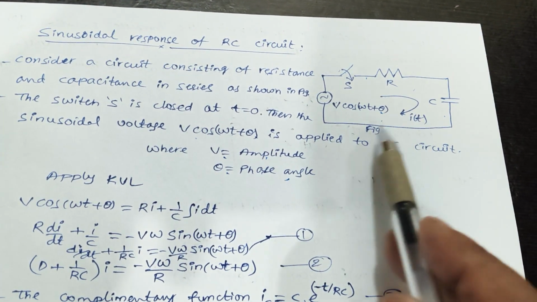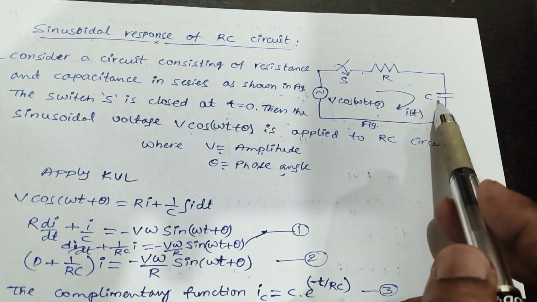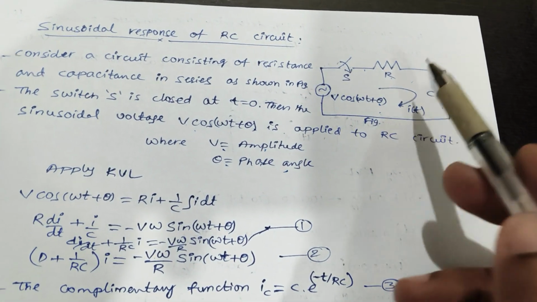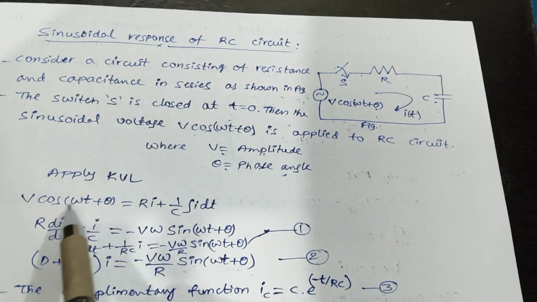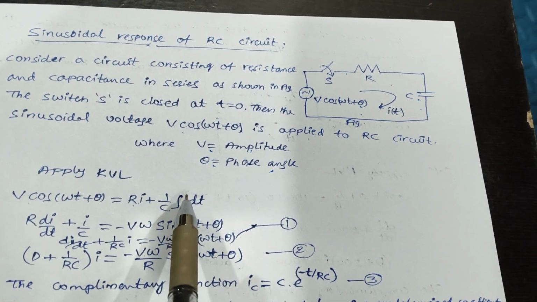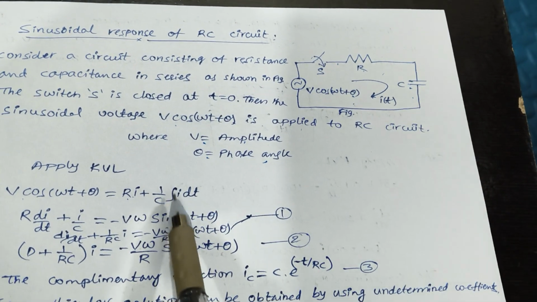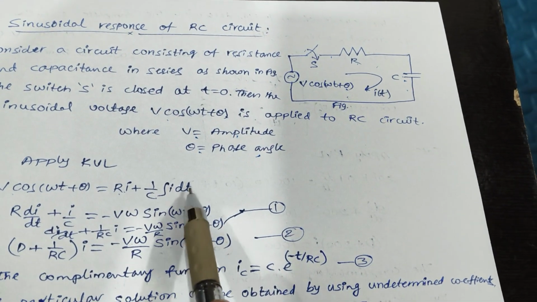By applying KVL to this loop, the source voltage is equal to the sum of the drops across this resistor and capacitor. So V cos(omega t plus theta) is equal to R into i plus 1 by C integral of i dt. What is the voltage across the capacitance? 1 by C integral i dt.